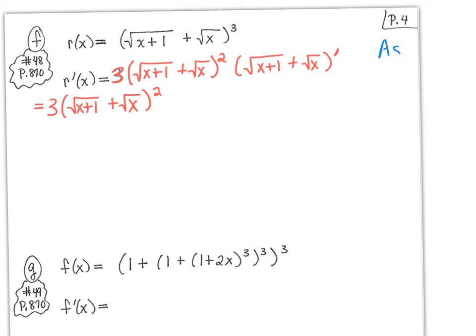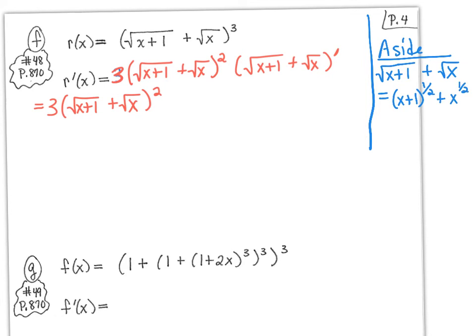So an aside here, you can rewrite the square root of x plus 1 plus the square root of x as x plus 1 raised to the 1/2 plus x to the 1/2. Okay? So we're going to use the fact that we can rewrite that function that way, and we're going to differentiate it. So this would be 1/2 times the quantity x plus 1 raised to the negative 1/2. And then we multiply by the derivative of x plus 1 because of the chain rule.